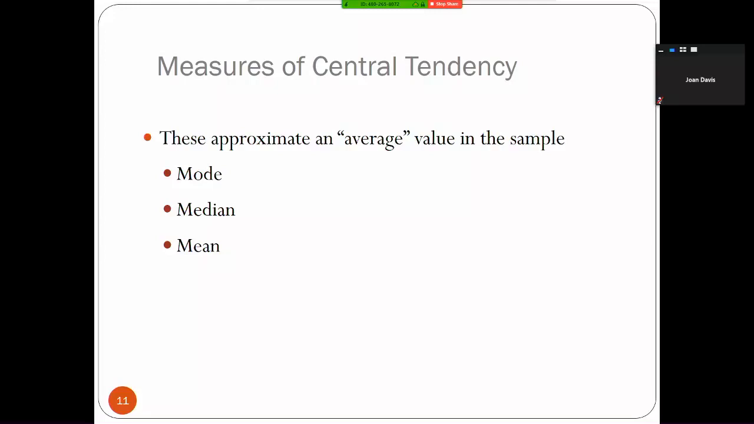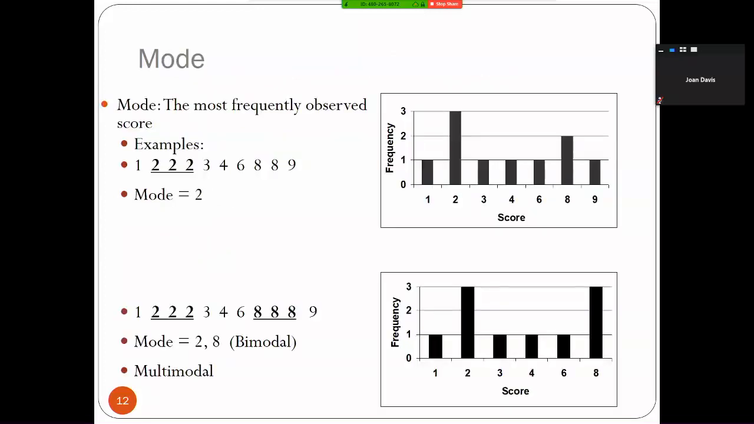Typical measures of central tendency that you will see include the mode, the median, and the mean, the average value, characterized by the mode, which is the most commonly occurring value in the data set. It might be a unimodal distribution where 2 is the most commonly occurring score, or it could be bimodal, or it could be trimodal, it could be multimodal. It's not a very sophisticated statistic.